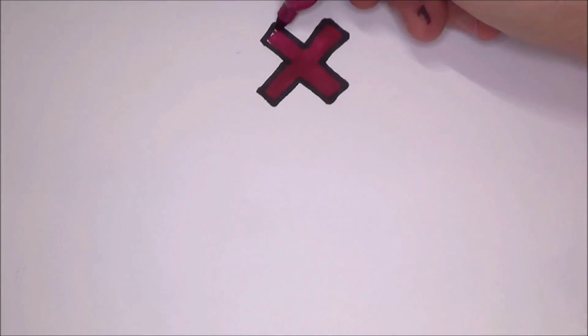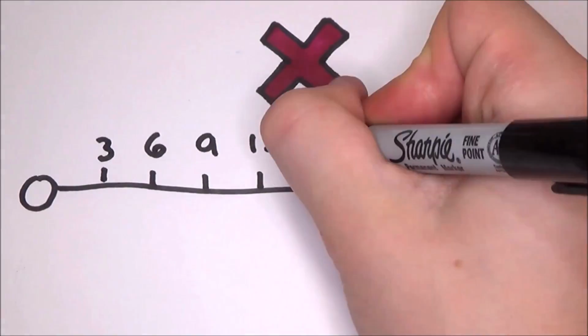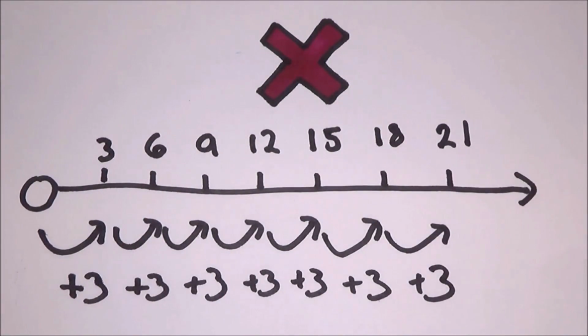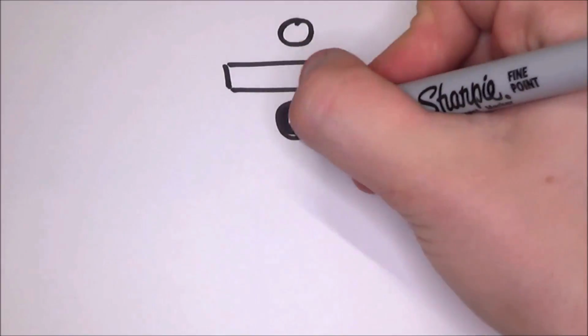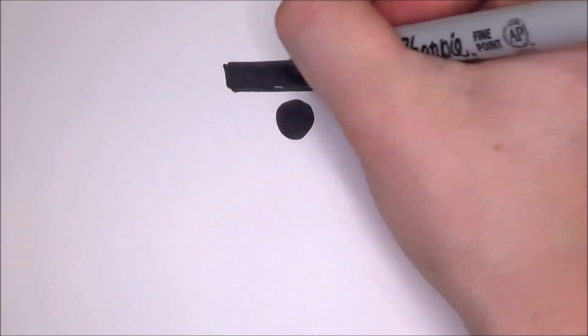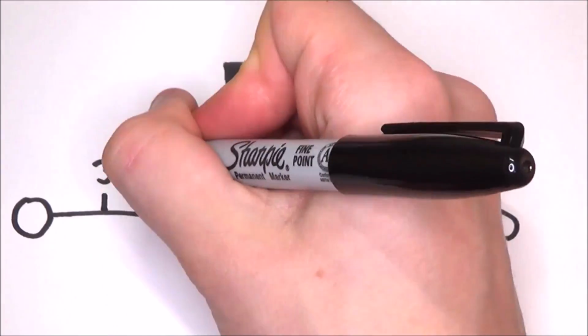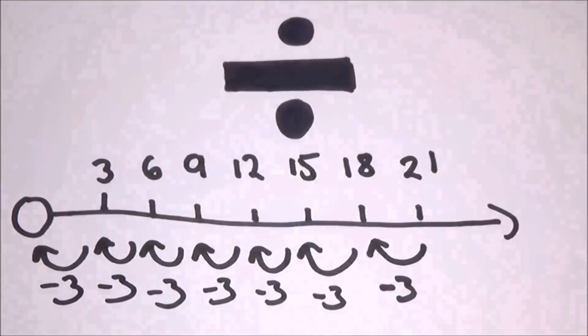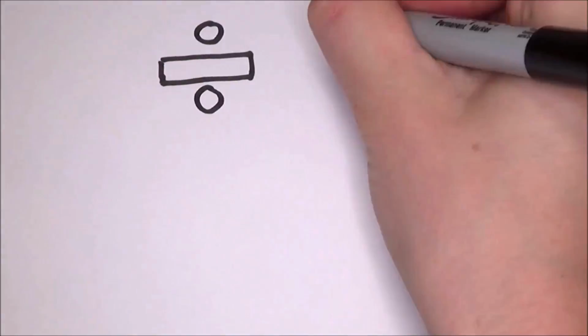Now multiplying is glorified addition. So 3 times 7 is 3 plus 3 plus 3, 7 times. So we get 21. Division is just glorified subtraction. 21 minus 3 until we reach 0. Even for the division of numbers that don't fit nicely, we still keep dividing until we reach 0.